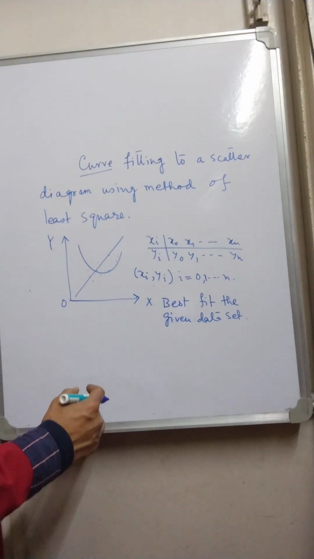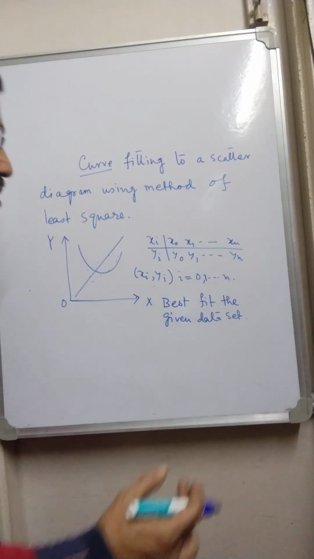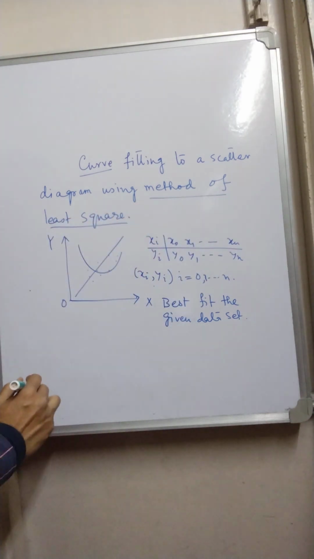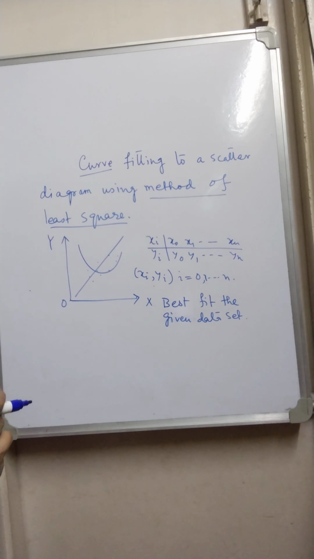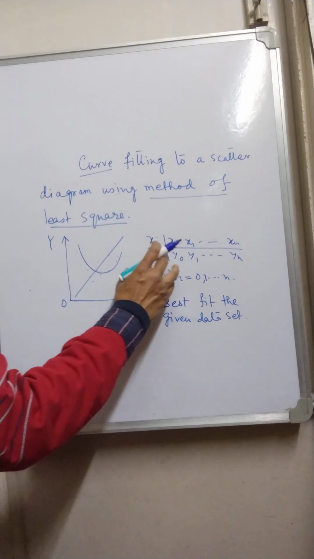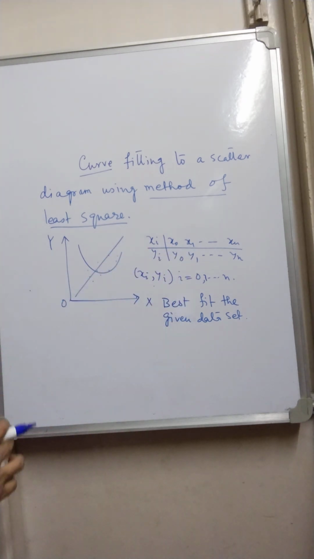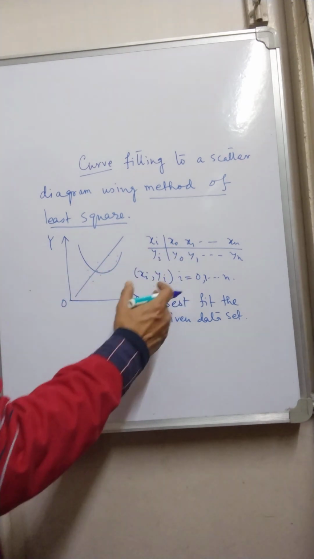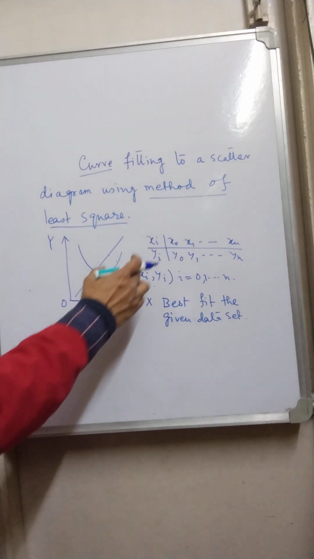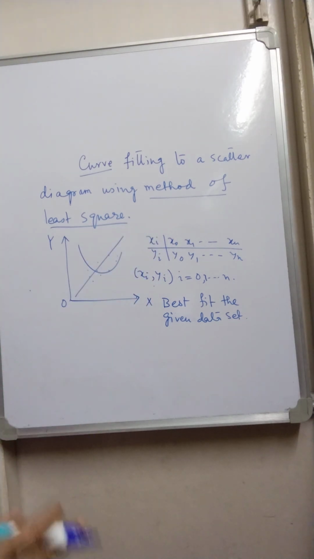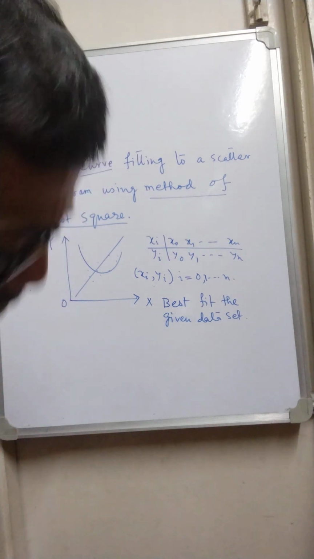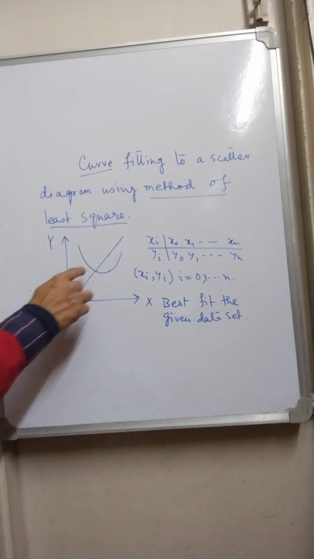So I repeat, we would like to discuss in this video the method of least squares. This is very important, to fit a curve to a scatter diagram or to a given set of bivariate values, a tabular set of values, one depending on the other or vice versa. Clear? Now, just look at this diagram.